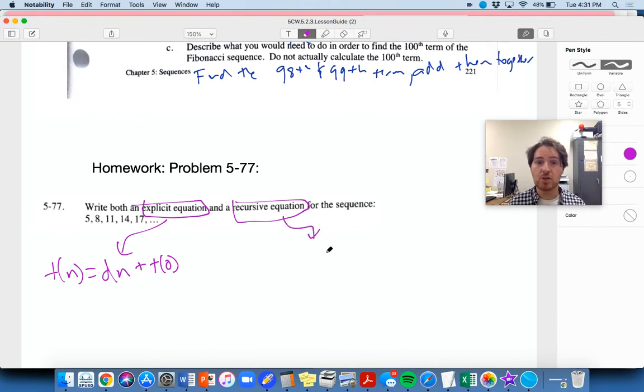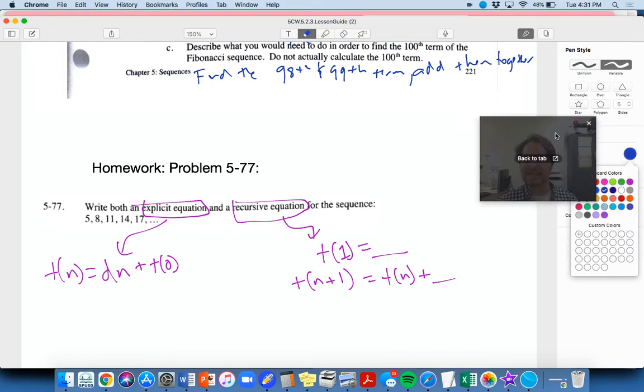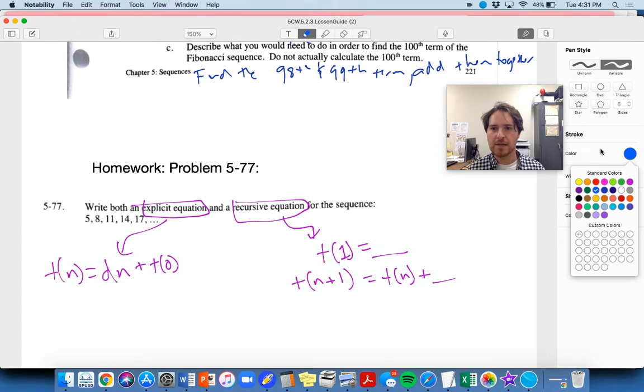Okay, recursive equations. Remember, we're going to require 2 equations. T of 1, for instance, equals blank. Well, term 1 is 5. And then how do I get the next term? Once I know what one term is, how do I get the next? I take my current term and do what to it? I add what to it? Let's break it down and figure out a few things to get our equations.